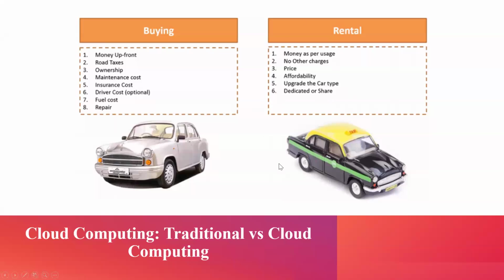A rental car is nothing but cloud. Purchasing a car is nothing but on-premise. Okay, don't think that this is a very simple example, but this is what you need to understand. Okay, not okay? Any questions?